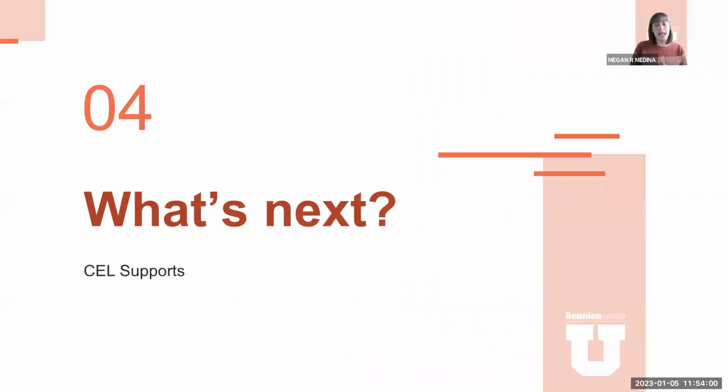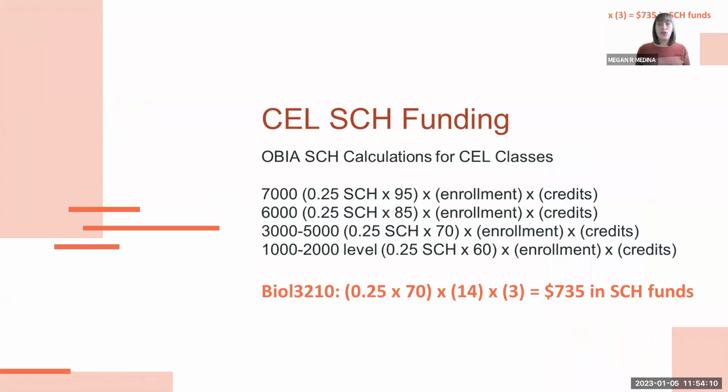After you've completed that application, and hopefully you've had success and now you have a CEL course, what's next? What supports are available to you? First and foremost, all officially CEL designated courses earn CEL SCH funding. Many people will ask, how is that funding calculated?